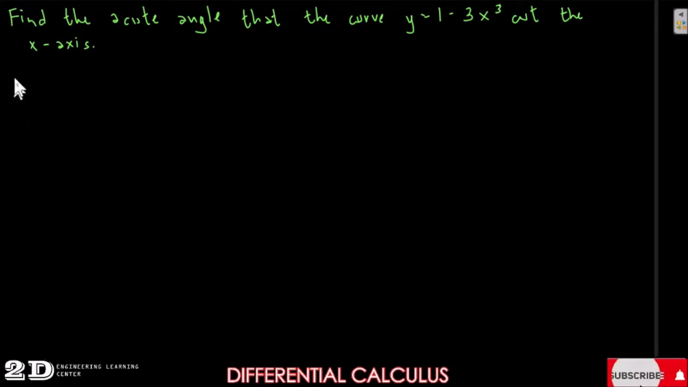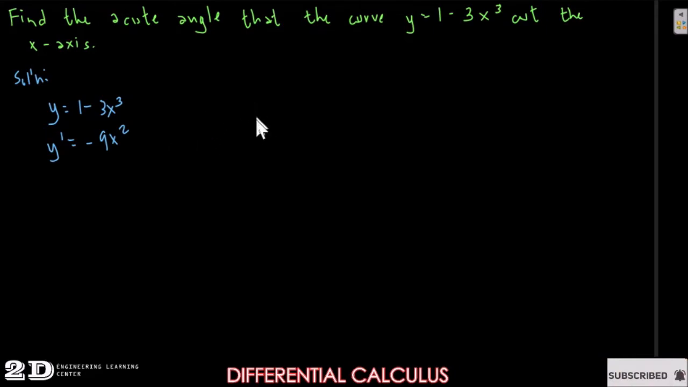Okay, so let's have here our solution. First, we will get the first order derivative. So we have here our y prime, which will be equal to negative 9x squared, and this will be our slope.